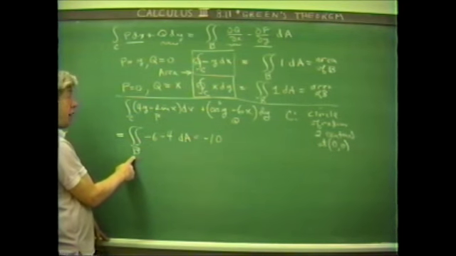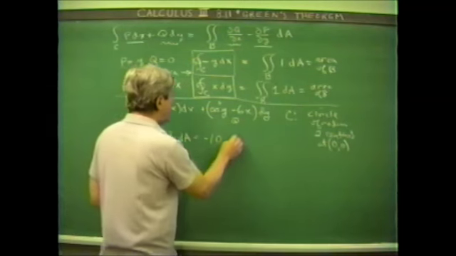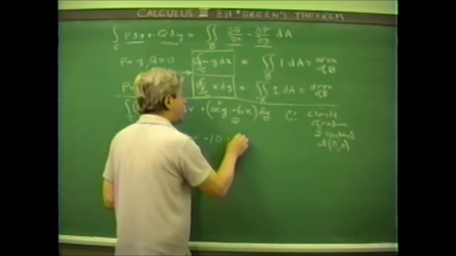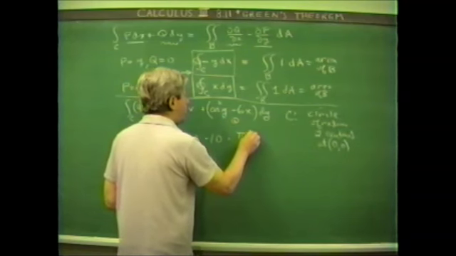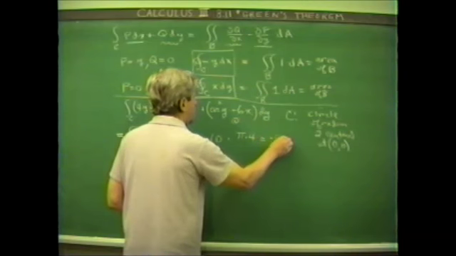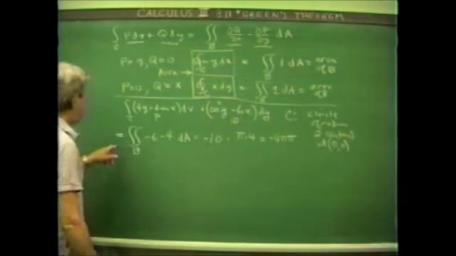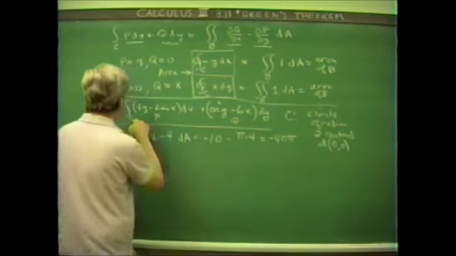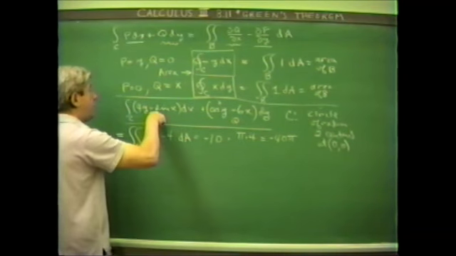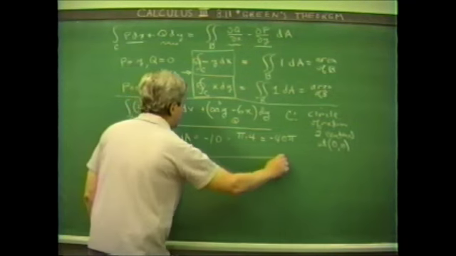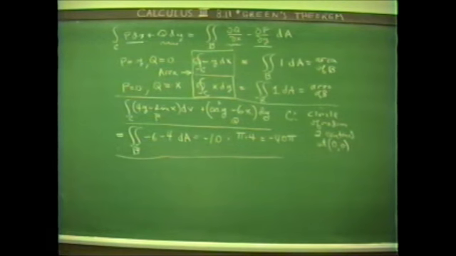times the area of the circle of radius 2, centered at the origin, which is pi r squared, or pi times 4. So minus 40 pi is the answer to this integral. And clearly, if you tried to do this by parameterizing the circle, then you'd find that you'd have a much larger problem. So here's an example of where Green's theorem simplifies a problem.